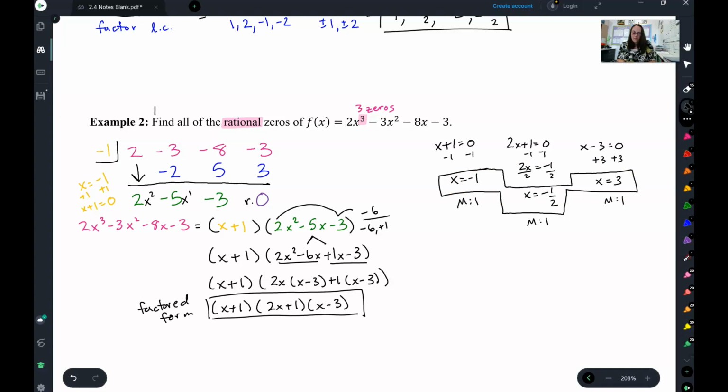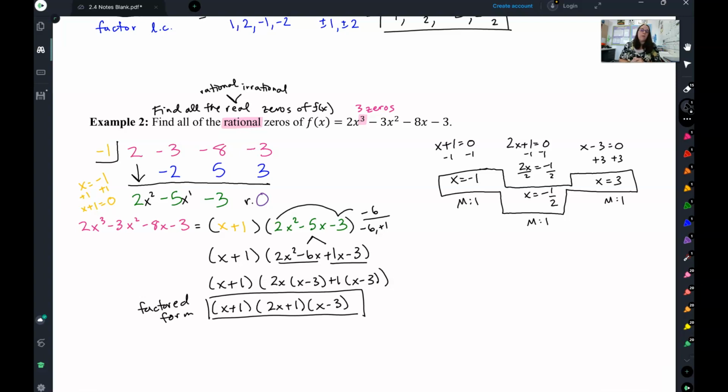If you see a problem that says find all the real zeros of f of x, well, real is a combination of rational and irrational. So that would be a hint to you in the instructions of the problem that your answers are going to have rational and irrational numbers. A little hint for the irrational means that once you get down to your quadratic, it's probably not going to factor because irrational numbers are roots. So you're probably going to have to end up using the quadratic formula.